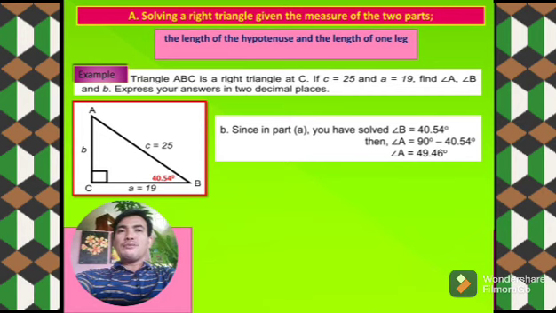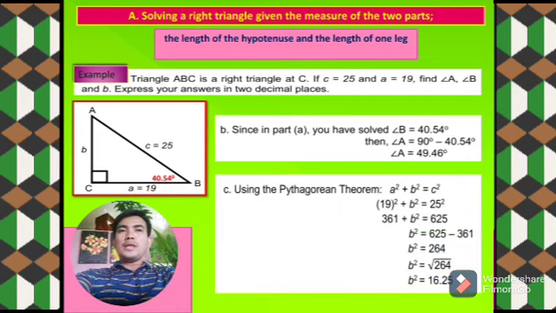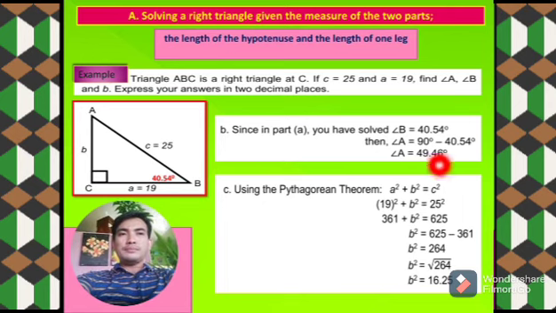And to solve for the side b, you would have to use the Pythagorean Theorem. What is in the Pythagorean Theorem? You have here, a squared plus b squared is equal to c squared. So our a there is 19, our b is unknown, and our c is 25.